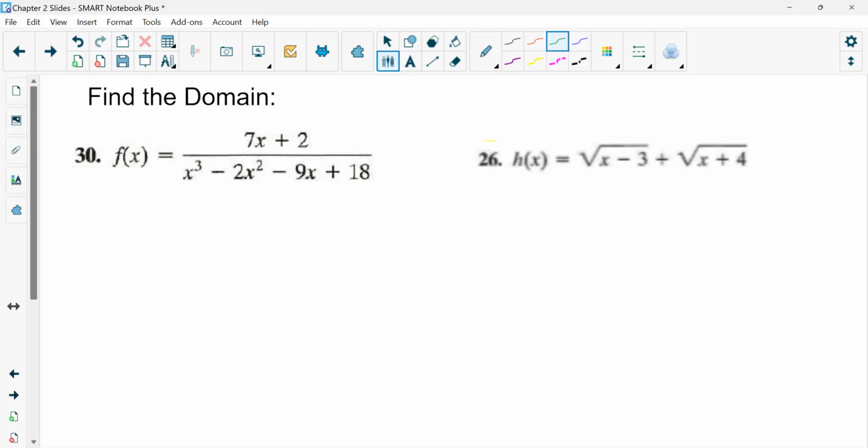So as we said in the previous, for these rationals, we have to factor our denominator first. What method do we use to factor something like that? Yeah, so we have to factor by grouping. Yep. So I'm going to first group these.